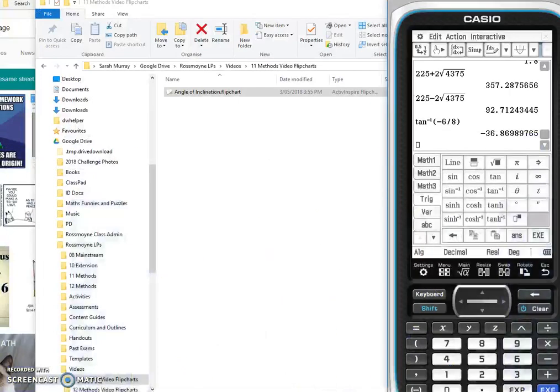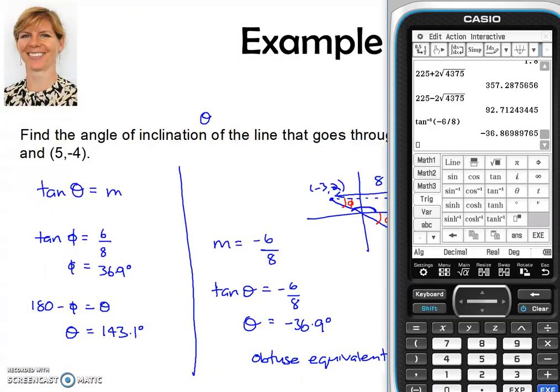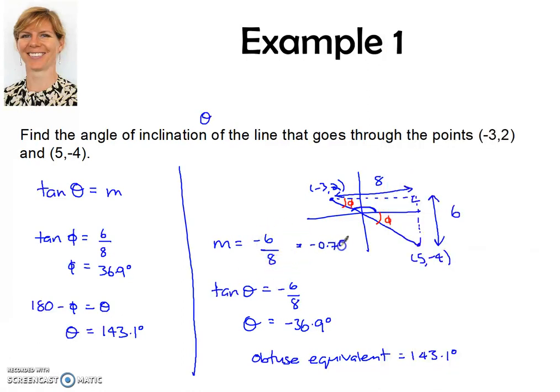And if you just want to convince yourself of that, we can check this. Tan of 143.1 equals, and it's close to negative 0.75. It's not exact because we've rounded this number here, but it's close to negative 0.75, which of course was our gradient here, negative 0.75. So just showing the relationship between tan of that angle of inclination theta and the gradient of that straight line.